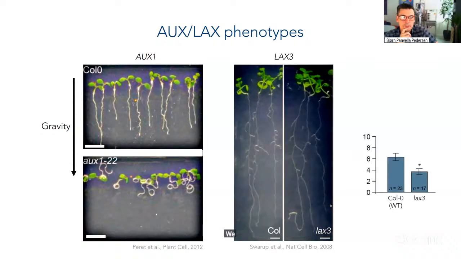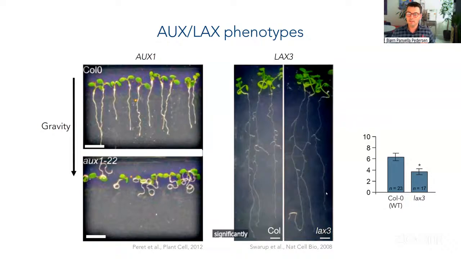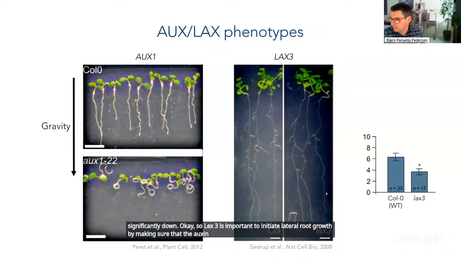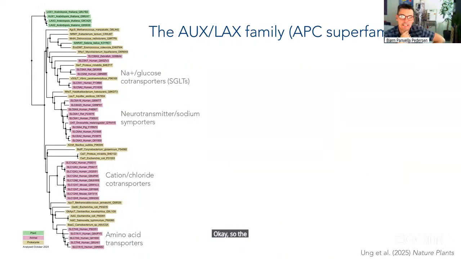We have another phenotype, which is the LAX3 phenotype, which is about the lateral roots, and it's a little harder to see, so we've quantified it over here. But basically, if you have the wild type Arabidopsis, it will have a certain number of lateral roots. If you knock out LAX3, the number of lateral roots goes significantly down. So LAX3 is important to initiate lateral root growth by making sure that the auxin is located in the right places.